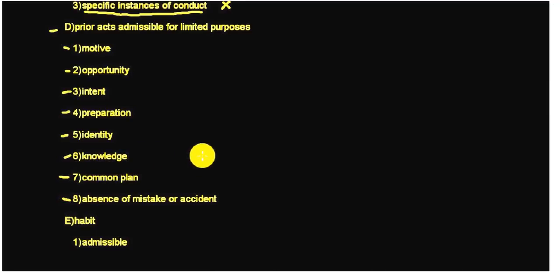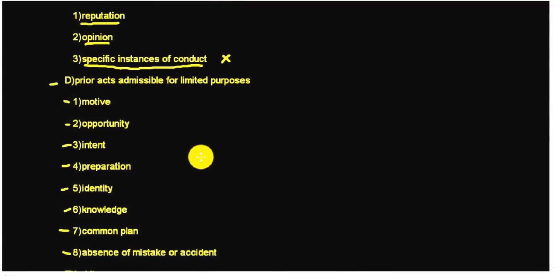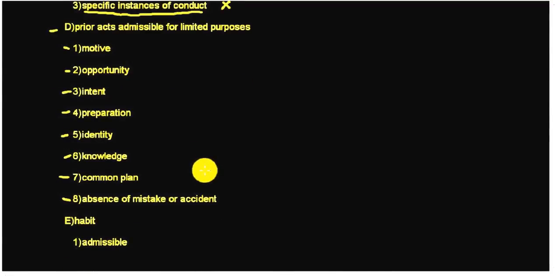Absence of mistake or accident. Suppose the defendant is arrested for receiving child pornography in the mail. He may argue that he never ordered it and it was sent to him by accident. However, the prosecutor would likely be able to admit evidence that the defendant had placed orders in the past to prove that it was no mistake on this occasion. So those cover the limited purposes for which prior acts are admissible.